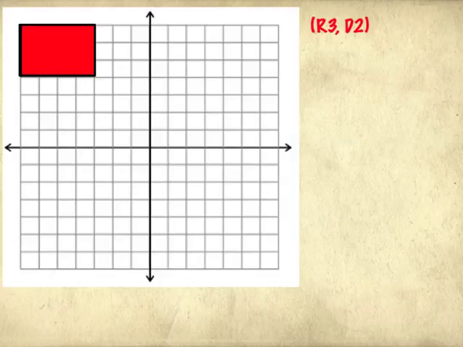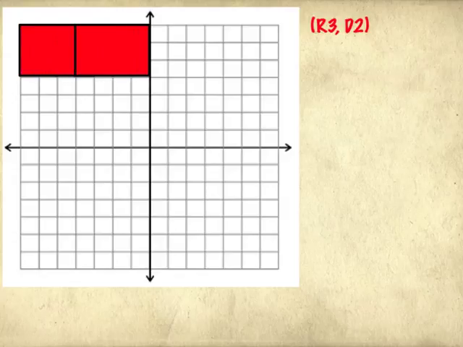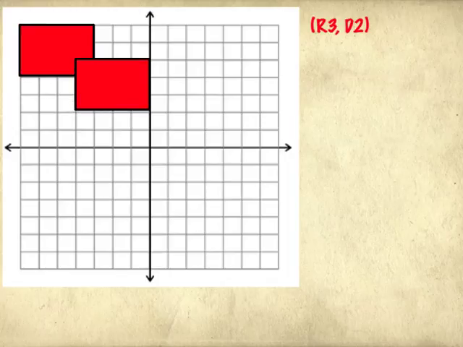So what I'm going to do is I'm going to just pick one of the vertices, and I'm going to use that one. I'm going to use that guy there just because it's easiest. And I'm going to move him right 3, so 1, 2, 3, and then down 2, 1, 2. And there's my new translation. I've translated this shape, R3, D2.